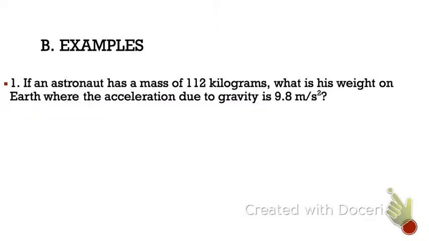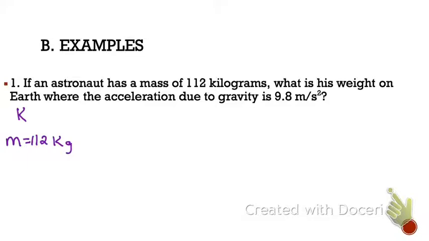Here are some examples working with the equation, and just like we've been doing all along, I'm going to set up a KFPS chart to work through this. In this first example, we have an astronaut that has a mass of 112 kilograms. I'm going to go ahead and put that into my formula under my K column. It asks, what is his weight on Earth, where the acceleration due to gravity is 9.8 meters per second squared.